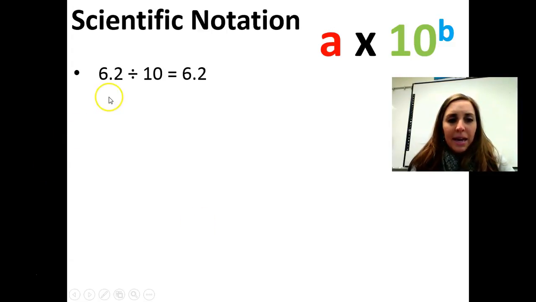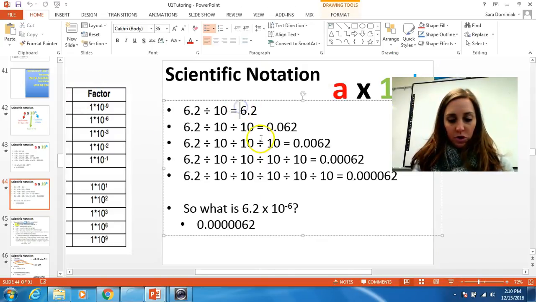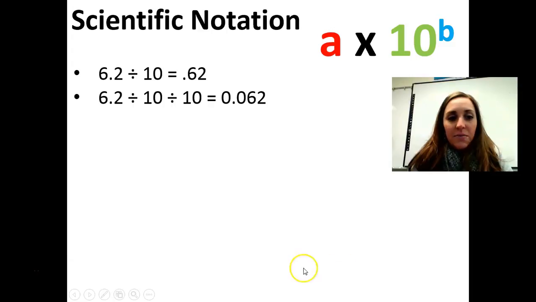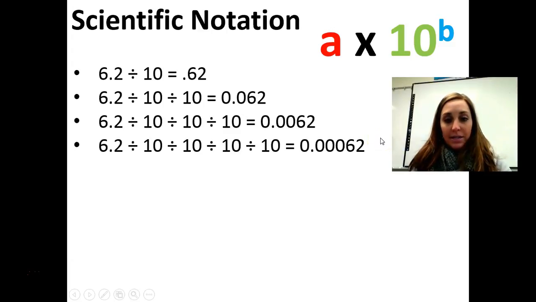What's 6.2 divided by 10? Well, when you multiply by 10, you move the decimal to the right. When you divide by 10, it's the opposite. You move it one spot to the left. There we go, 0.62. Divide by 10 and divide by 10 again, move the decimal 2 spots to the left. Divide by 10 3 times, 3 spots to the left. Divide by 10 4 times, 4 spots to the left.